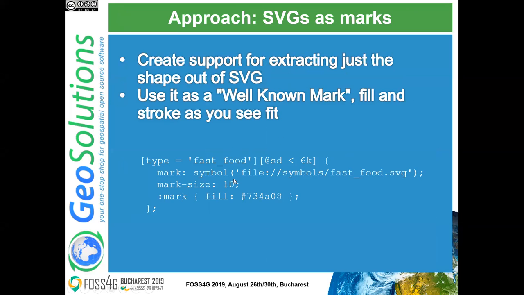And so this is a snippet of CSS. If the type is fast food and scale denominator is less than 6K, use this fastfood.svg as the mark, rescale it to 10 pixels, and then fill it with this color, which is a brownish color.